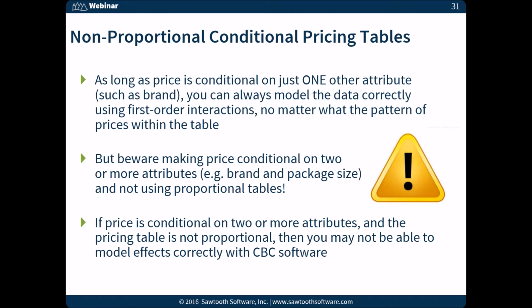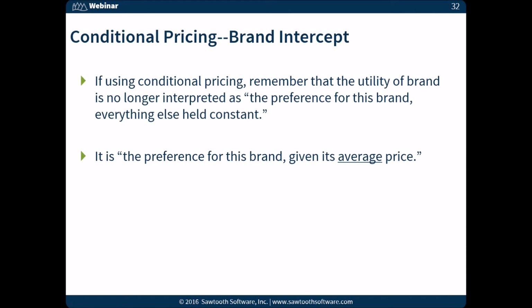But the big warning, the big hesitation here, is if you make price conditional on two or more attributes and you're not using proportional tables, then you're probably not going to be able to model the effects correctly with the CBC software. So hopefully none of you have run into this in the past, but let's say you use a price conditional on brand and package size, being two attributes on their own, and your table is not proportional, you probably ran into some problems.